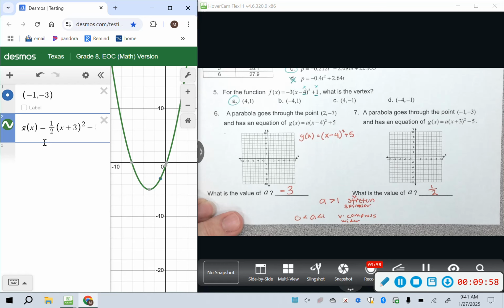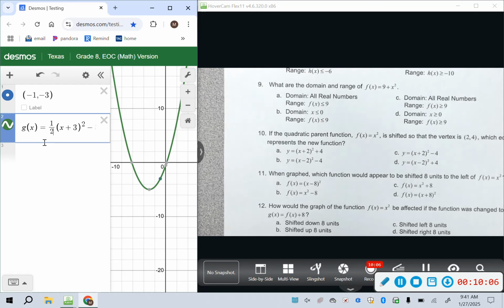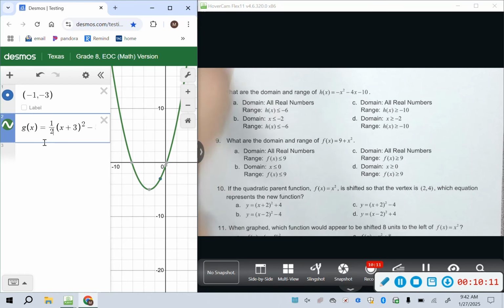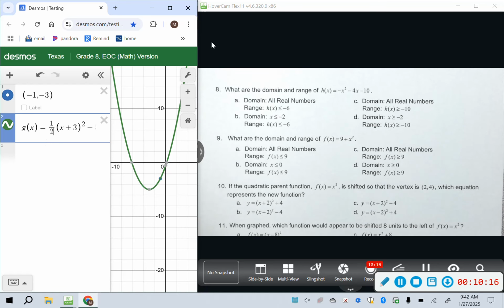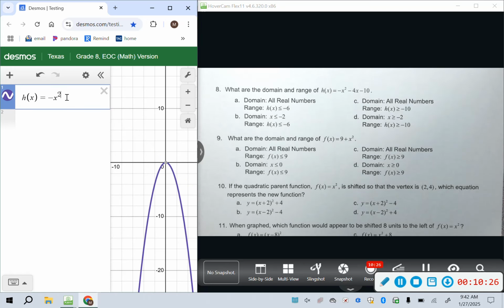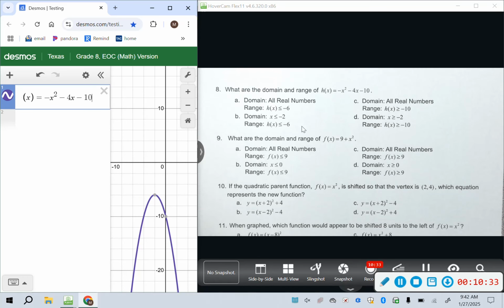Okay, so let's look at the next one. If you notice, I'm given equations, so we're going to type them in. Anytime you're given an equation, use it to your advantage. So we're going to type it in. H of x equals negative x squared minus 4x minus 10. So I have this, and it's asking me for domain and range.